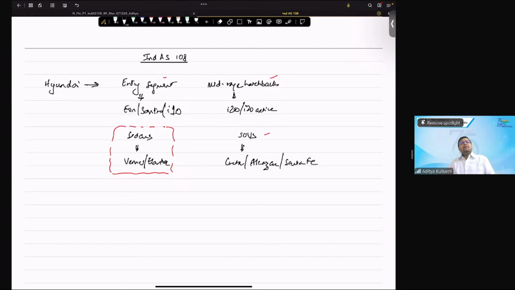So in segment reporting, we will state that we have not identified any different segments. Therefore, disclosures under AS 17 is not applicable. Okay, that would be your disclosure. That would be your activity under AS 17.